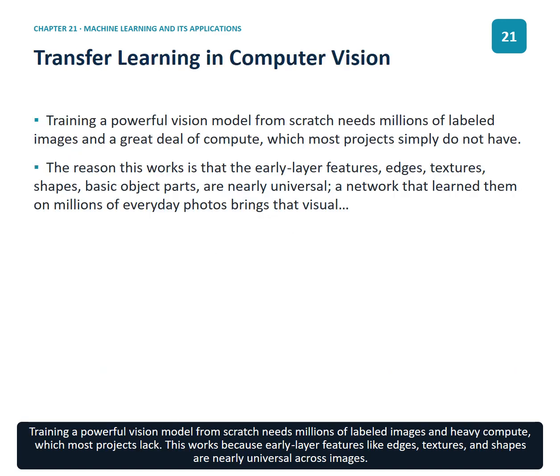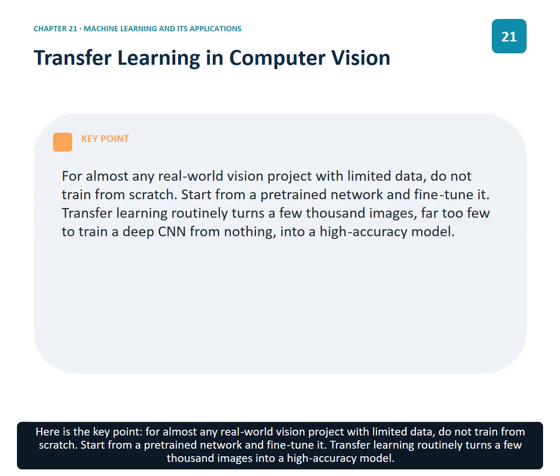Training a powerful vision model from scratch needs millions of labeled images and heavy compute, which most projects lack. This works because early layer features like edges, textures, and shapes are nearly universal across images. Here is the key point. For almost any real-world vision project with limited data, do not train from scratch. Start from a pre-trained network and fine-tune it. Transfer learning routinely turns a few thousand images into a high-accuracy model.